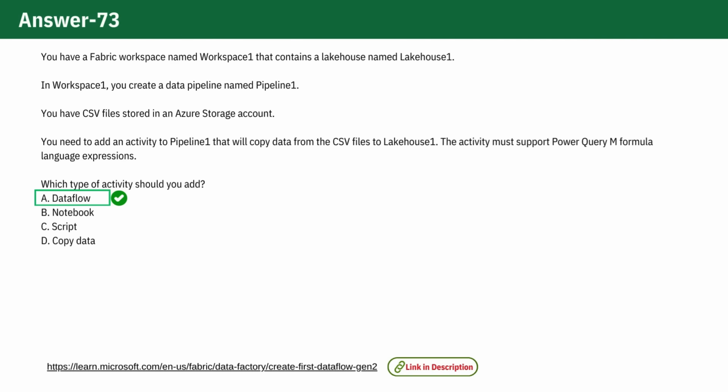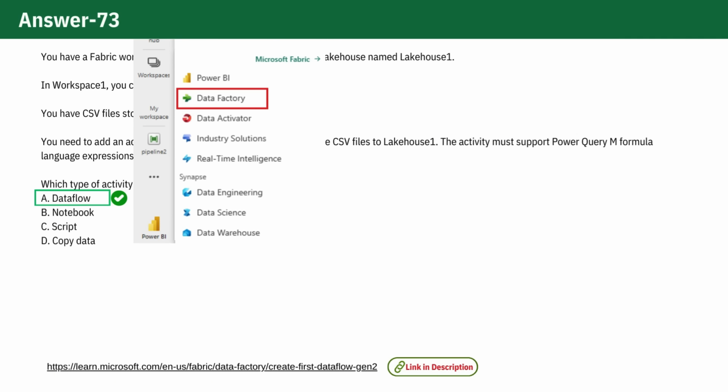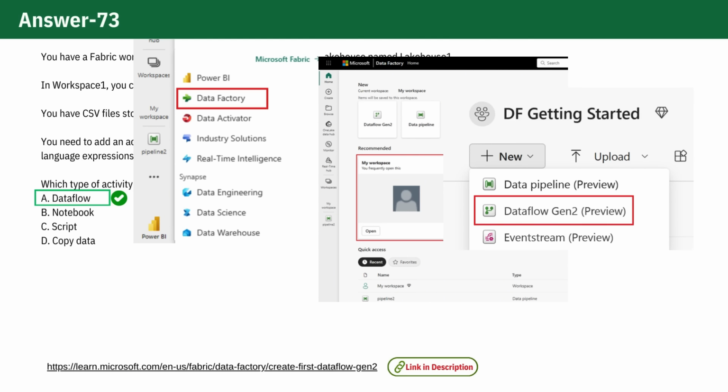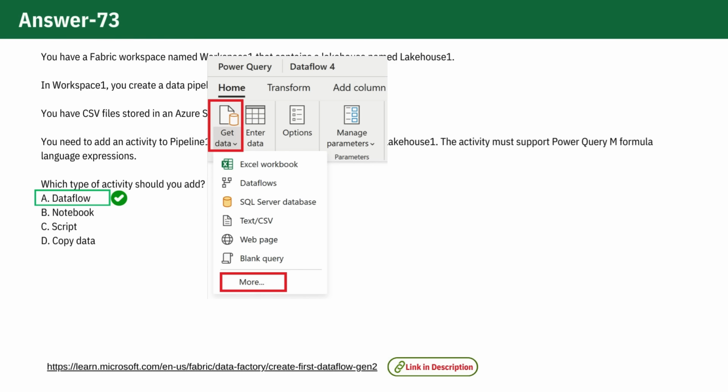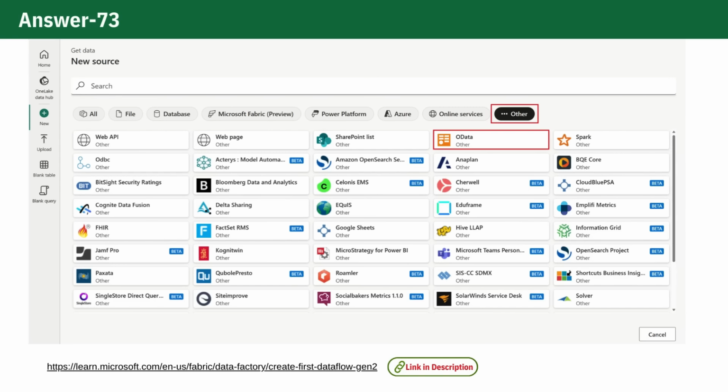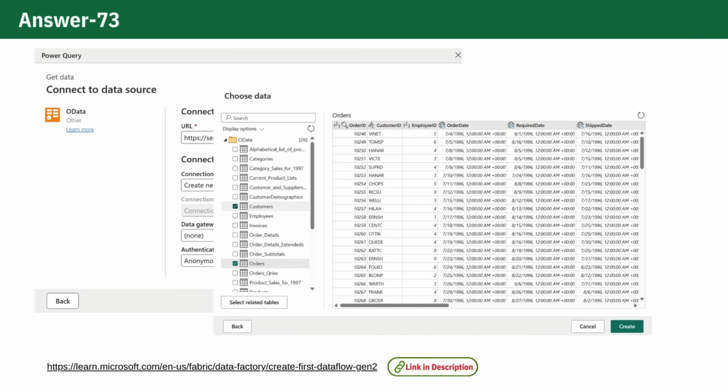The correct answer is A. Dataflow. Here's why. Dataflow activities in Fabric support the use of Power Query M formula language, which allows for advanced data transformation capabilities during the data ingestion process. By using dataflows, you can efficiently transform data from CSV files and load it into Lakehouse 1 with transformations defined in Power Query M.